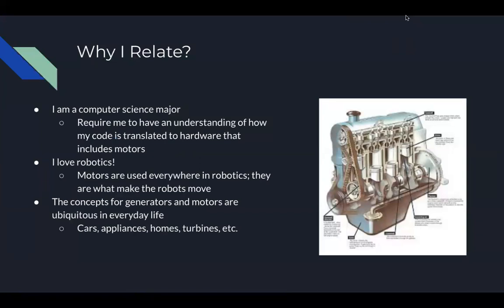So I wanted to begin by talking about why I relate with the subject. First, I am a computer science major, which, while I do not need to have an in-depth knowledge of hardware simply for the fact of using the hardware, does require me to have a knowledge of how the hardware works so that I can possibly write software for it later on in my career.